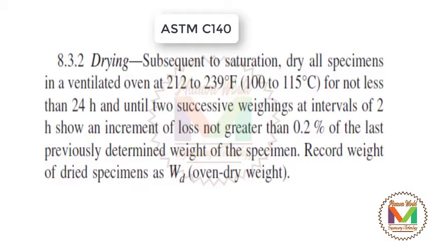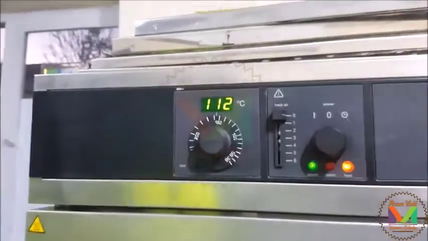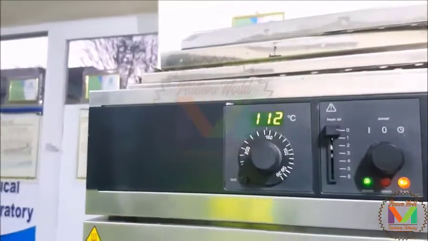What we need to do is dry all specimens in a ventilated oven, weighing at an interval of 2 hours, showing an increment of loss not greater than 0.2%. And I will leave them in there for 24 hours after first placing them in the oven.